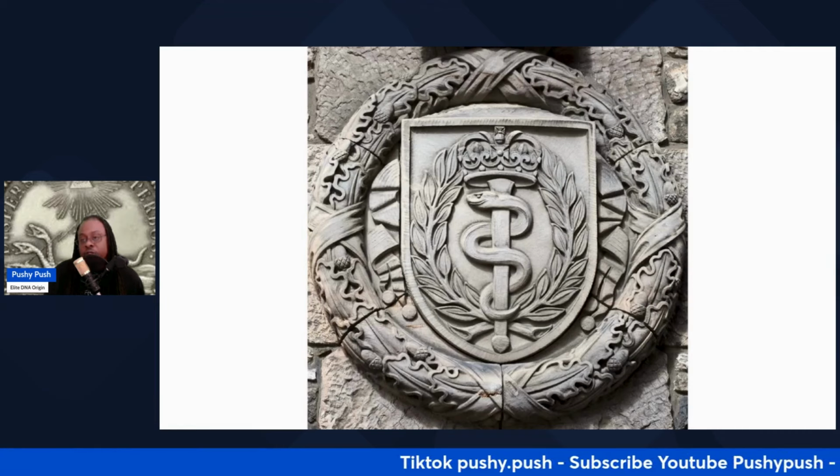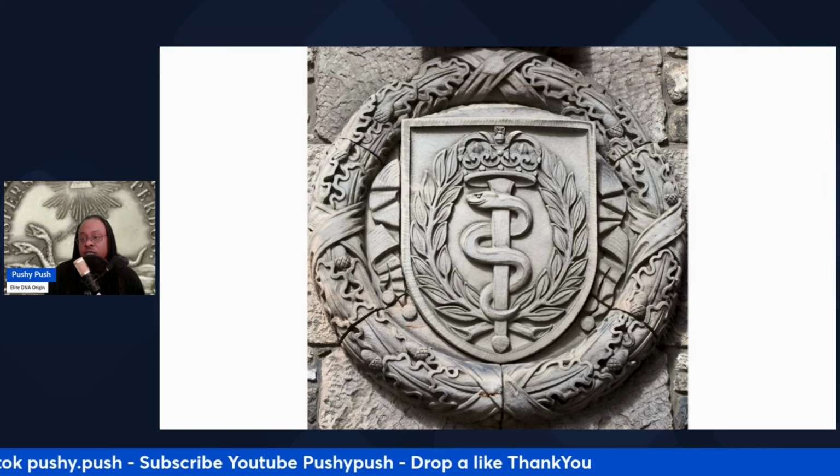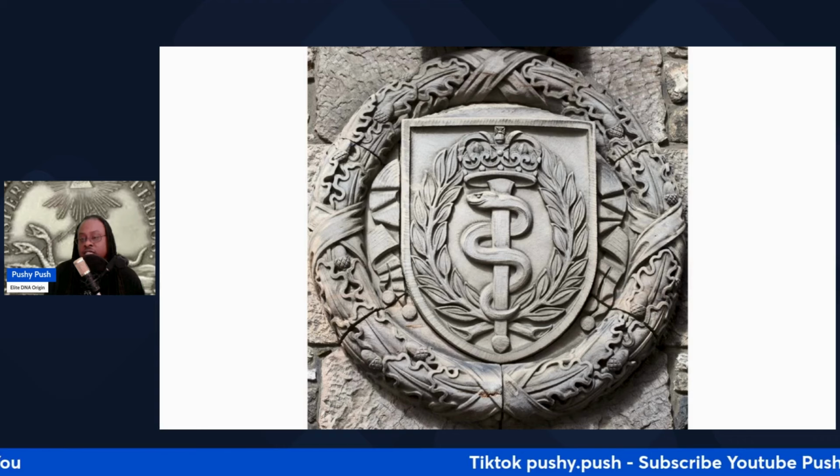Why do you think they put the crown above the snake? It's because the crown can only go on a person. That still line right there, that is your DNA pole. And what they did was integrate a snake's DNA inside of man.